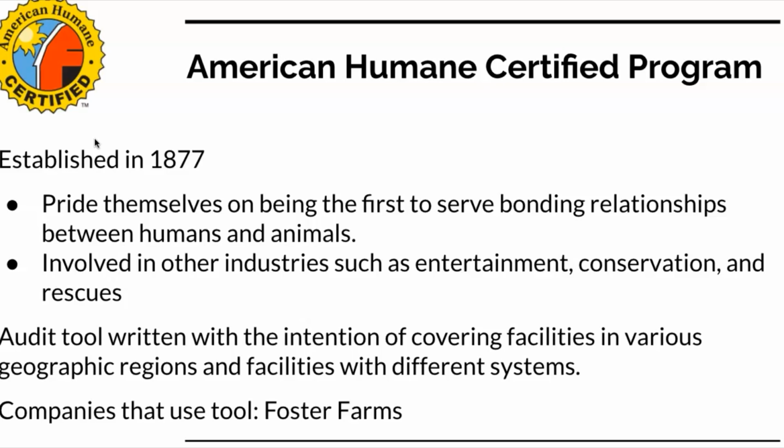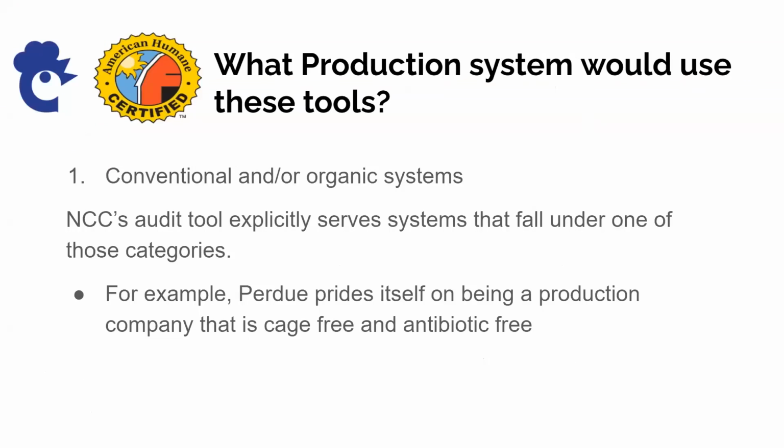And the primary company that uses this tool would be Foster Farms. So what production systems would use these audit tools? As mentioned earlier, conventional and/or organic systems would use NCC's tool because those are the types of systems that the audit is designed for. For example, Purdue prides itself on being a production company that raises its chickens to be cage-free and antibiotic-free, which would go hand in hand with the council's organic system audit.